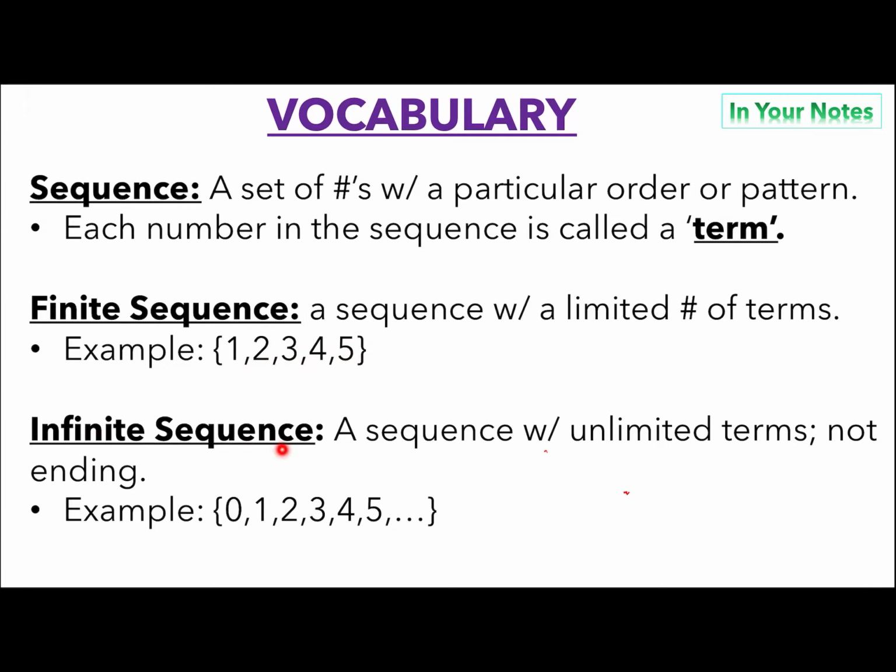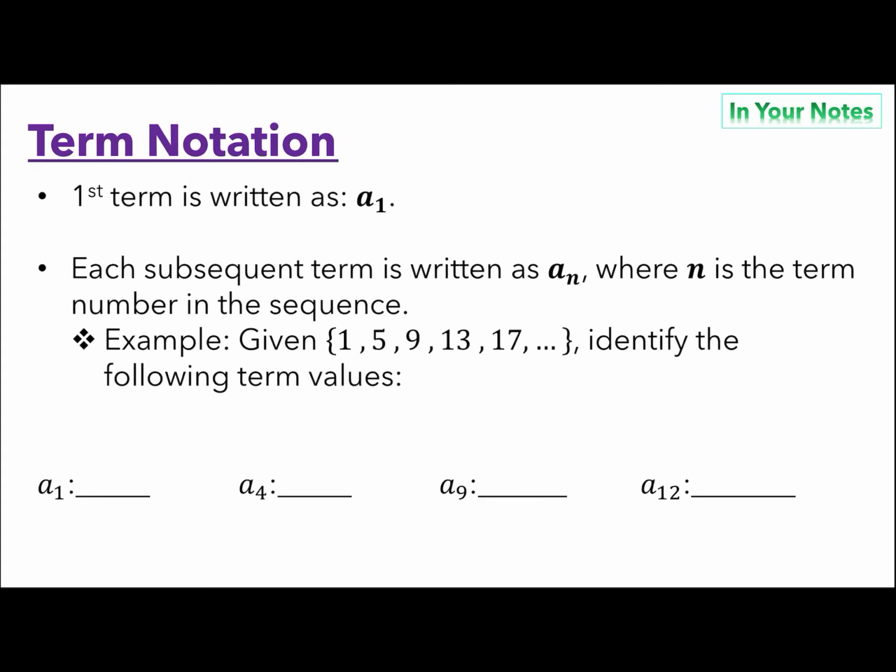An infinite sequence is a sequence with unlimited terms, not ending. So an example would be starting at 0: 0, 1, 2, 3, 4, 5, and you'll notice the 3 dots. Those 3 dots are saying that this sequence is not stopping at 5, it is going on forever. Once again, in your notes, go ahead, pause the video, write this down, and then fill in the blanks when you're ready.